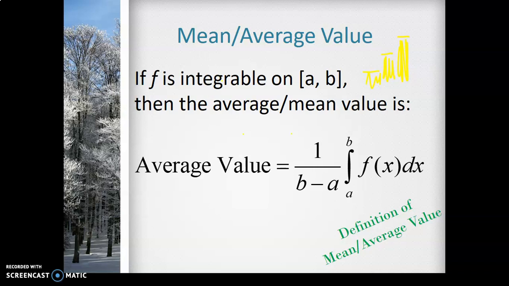So if you're trying to find the average value of a function, this is the formula we're going to use. So 1 over b minus a, where a and b are the upper and lower limits. So 1 over b minus a times the integral from a to b of our function.